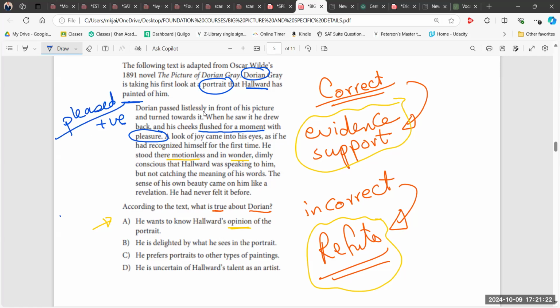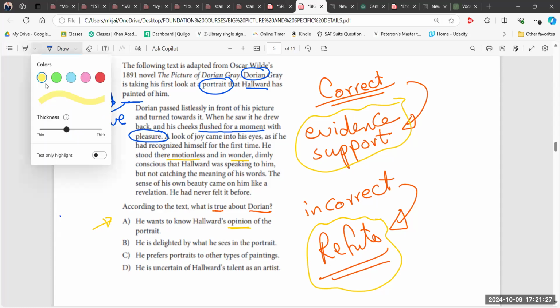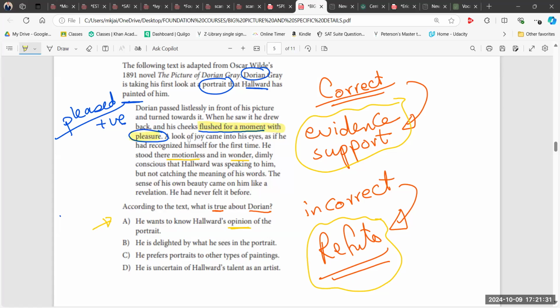When he saw the portrait, a look of joy came into his eyes. So what is the author trying to say, trying to emphasize? That he's happy about what he saw. Yes, you're right, Ashraf. Okay, he's as if he had recognized himself for the first time. So that's like a comparison.